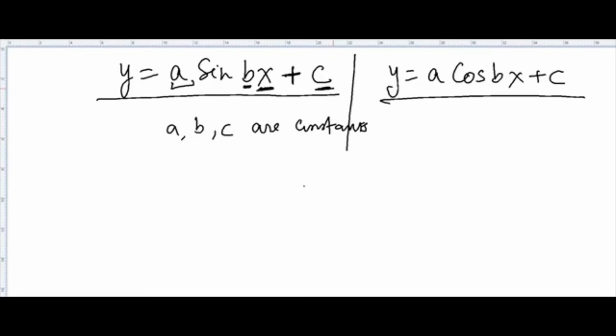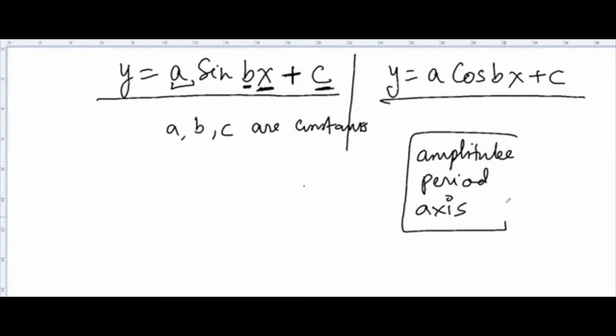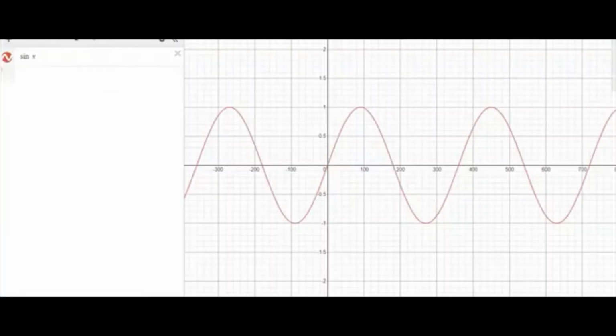So by now you know what is amplitude, what is period, and what is axis. So let's connect these three words with A, B and C. For that I'll take the help of a very useful website. It's called desmos.com. And when you open this and write, this time I can't use my pen, so I will use the cursor only. You can see I have written sin x here. If you write y equal to sin x, it makes no difference. So you can write just the function.